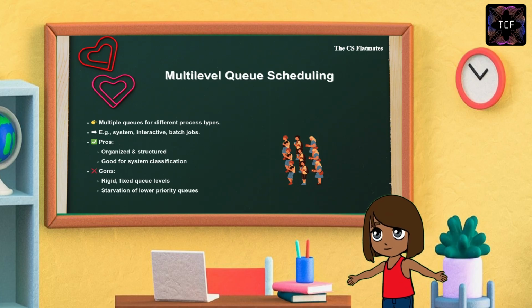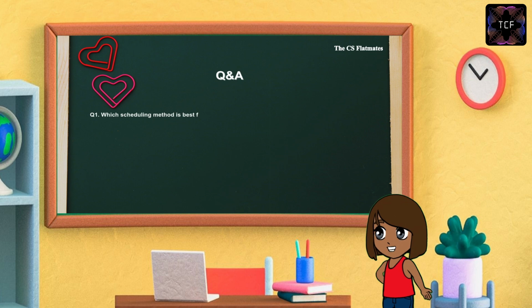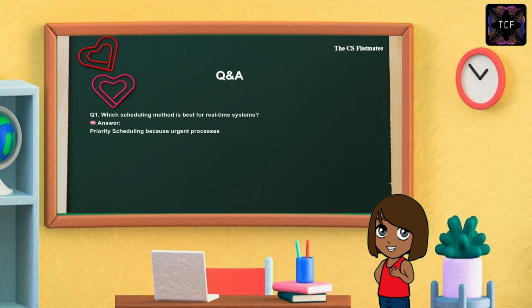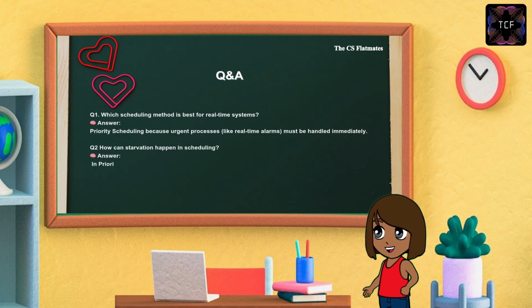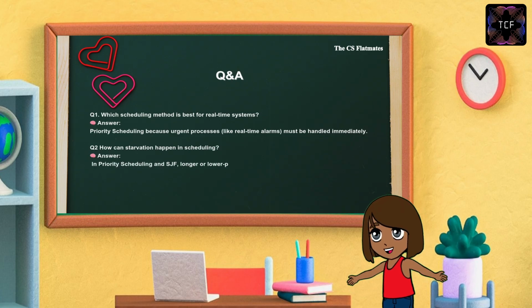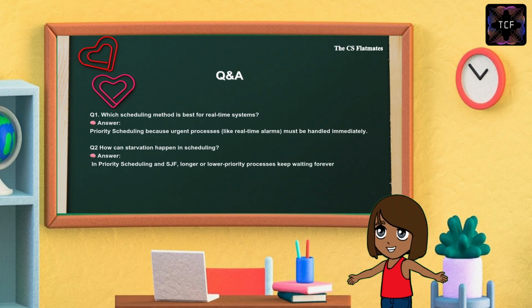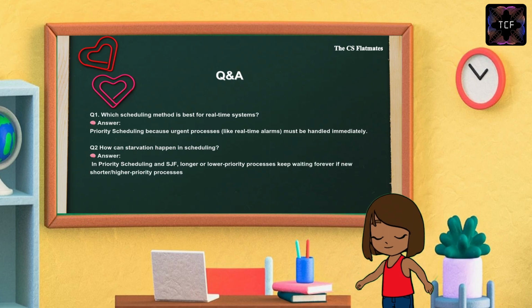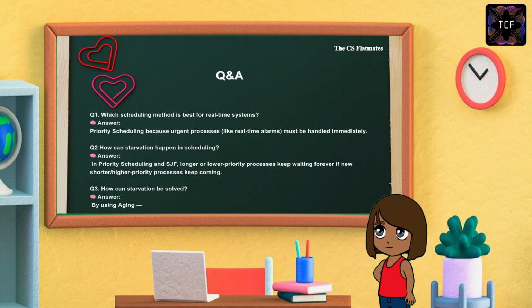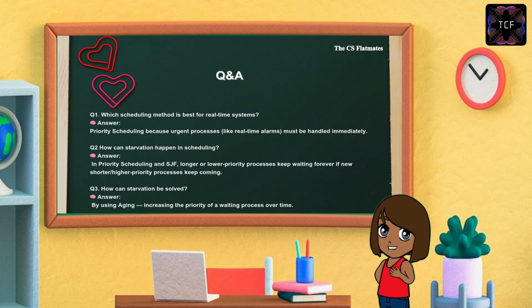Difficult to balance. Some Q&A. Which scheduling method is best for real-time systems? Priority scheduling, because urgent processes like real-time alarms must be handled immediately. How can starvation happen in scheduling? In priority scheduling and SJF, longer or lower priority processes keep waiting forever if new shorter or higher priority processes keep coming. How can starvation be solved? By using aging, increasing the priority of a waiting process over time.